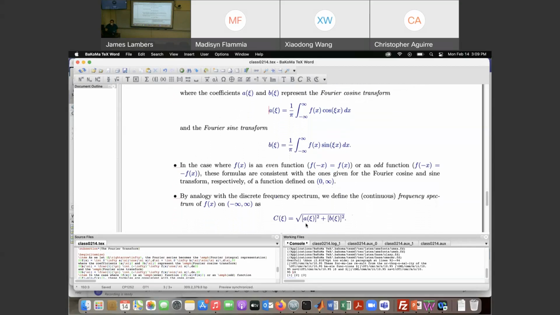You can also define a continuous frequency spectrum. So again, you're taking the cosine coefficient squared plus the sine coefficient squared, take the square root, and that is your continuous frequency spectrum. Again, now you think of f as a combination of waves of very different frequencies, where frequency is now continuous rather than discrete. Then this quantity again refers to the amplitude of that wave. So if C turns out to be 0 outside of a certain range of frequencies, then again we can say that the function f is band limited.